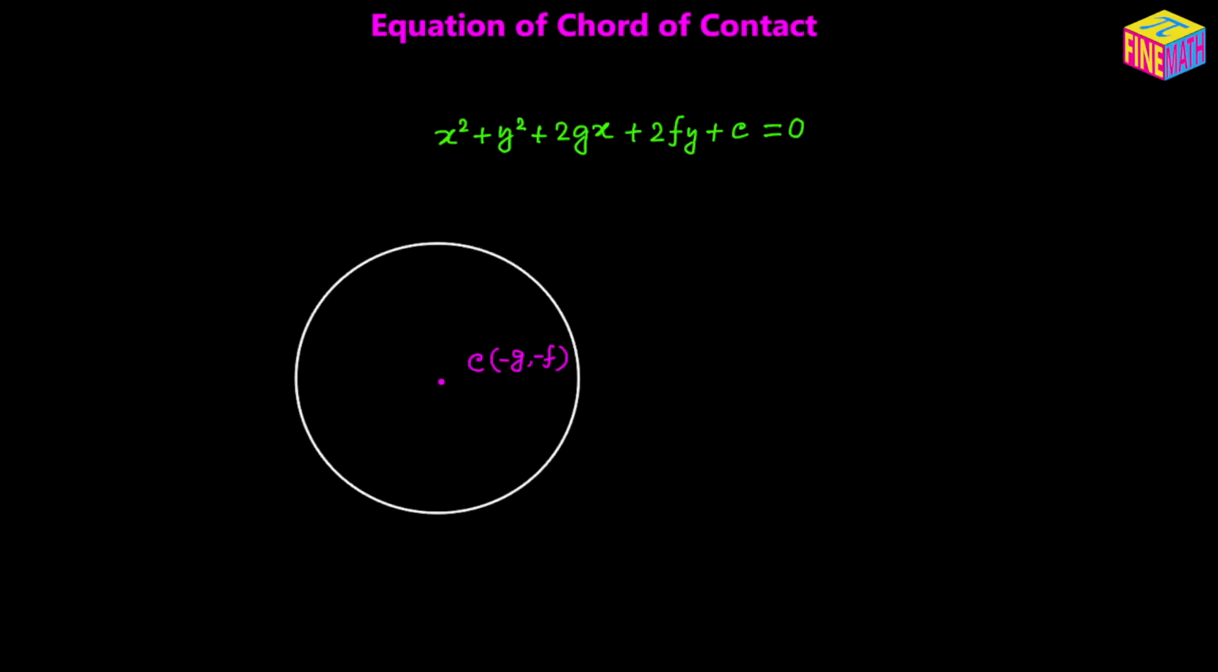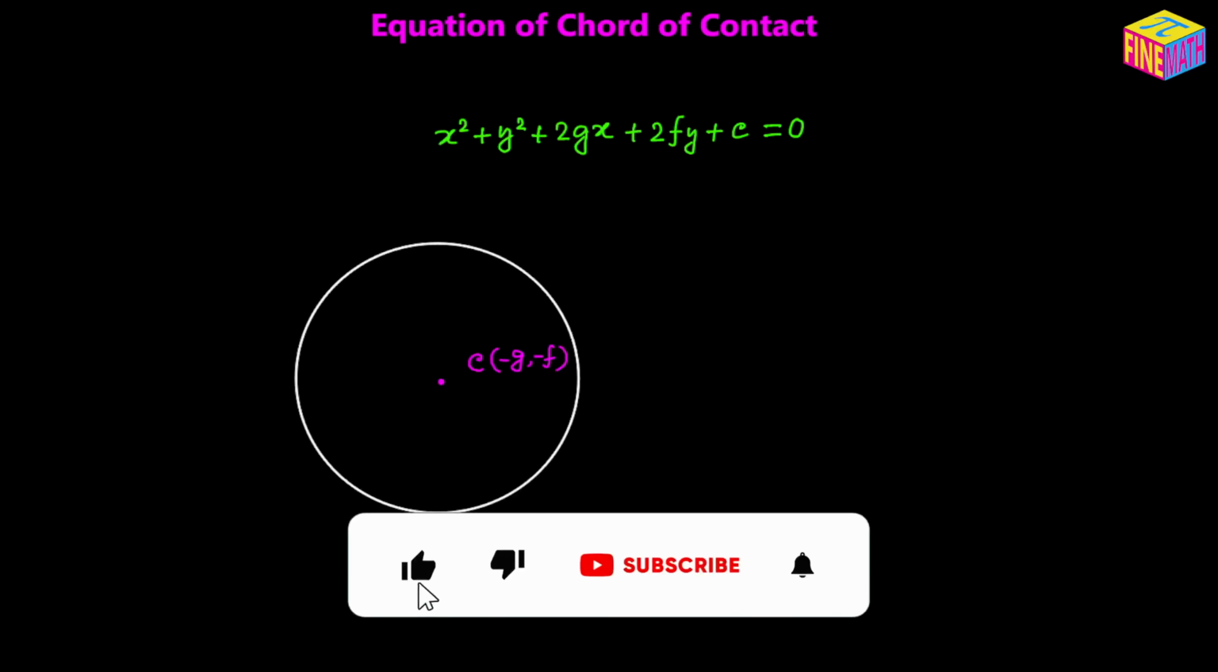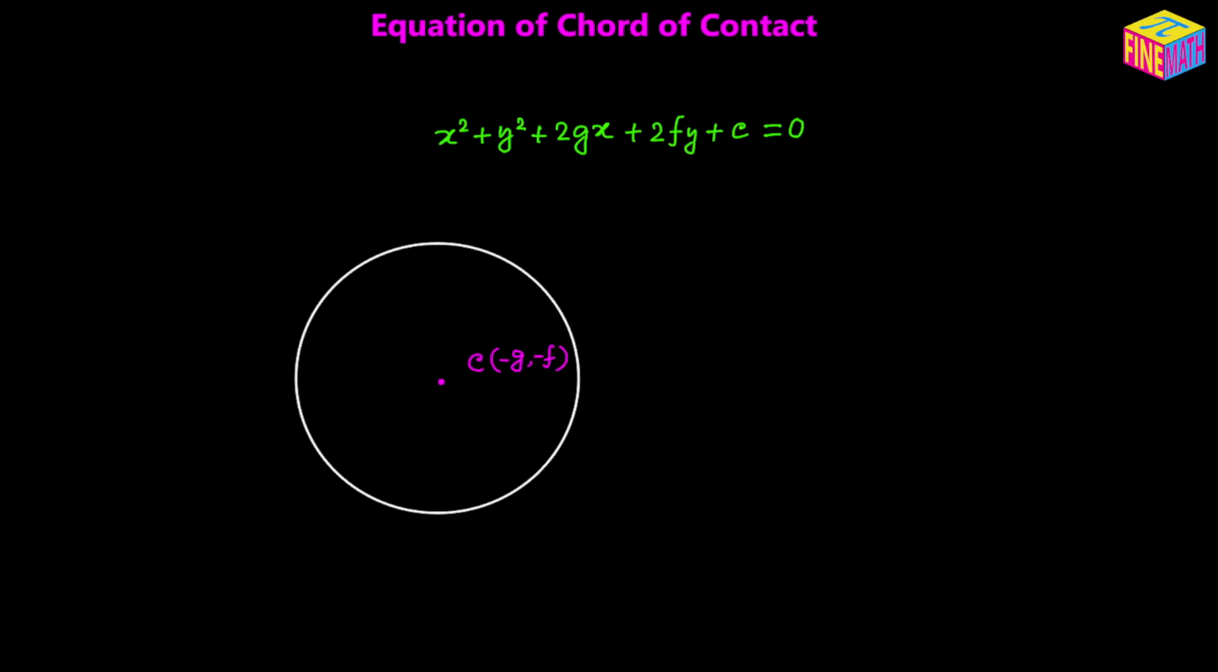Hi everyone, in this video we are going to see how to find the equation of the chord of contact for a pair of tangents drawn from a given external point to a given circle. Let's suppose we have a circle like this whose equation is x squared plus y squared plus 2gx plus 2fy plus c equals 0, having center at the point C whose coordinates are negative g, negative f. And let's suppose we have an external point P whose coordinates are x sub 1, y sub 1.